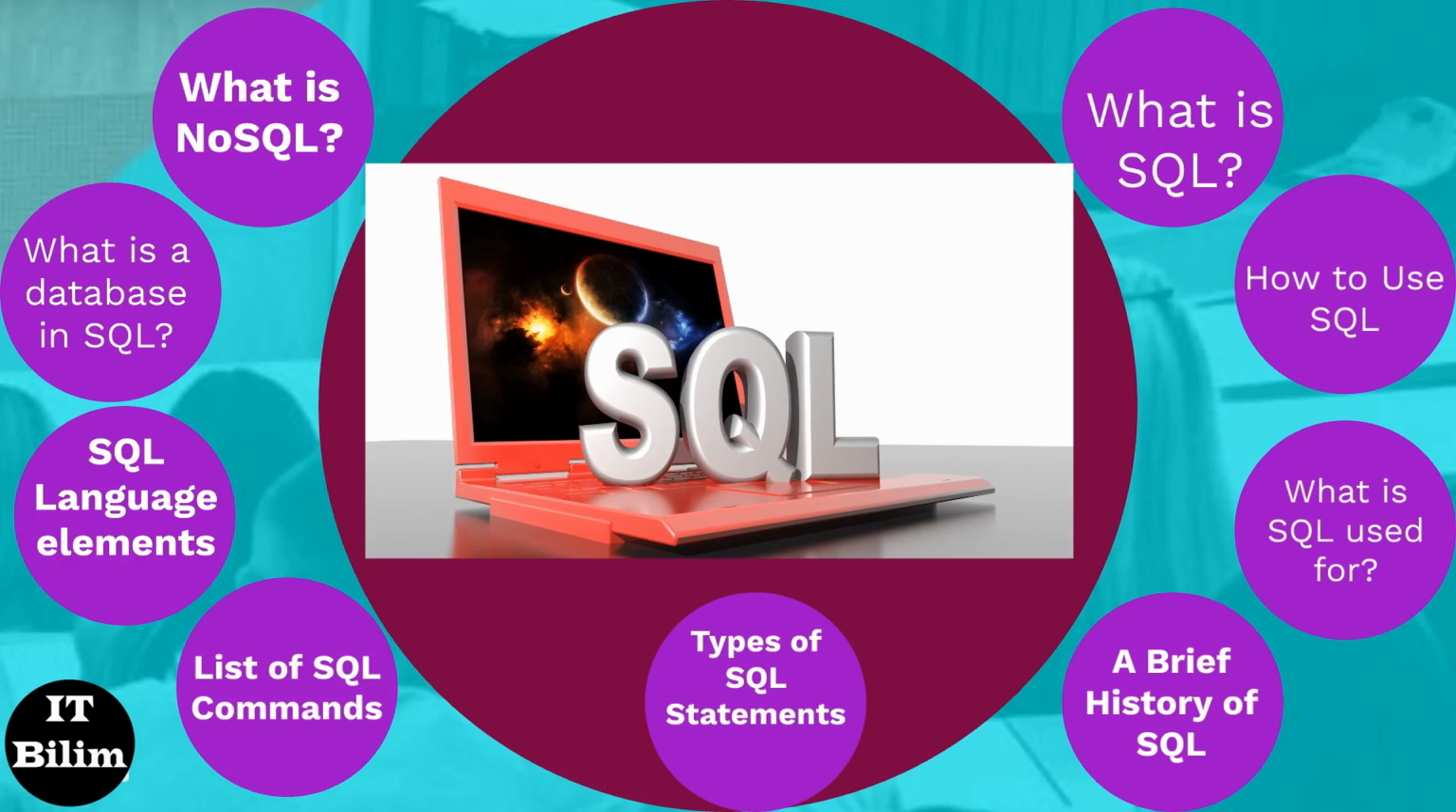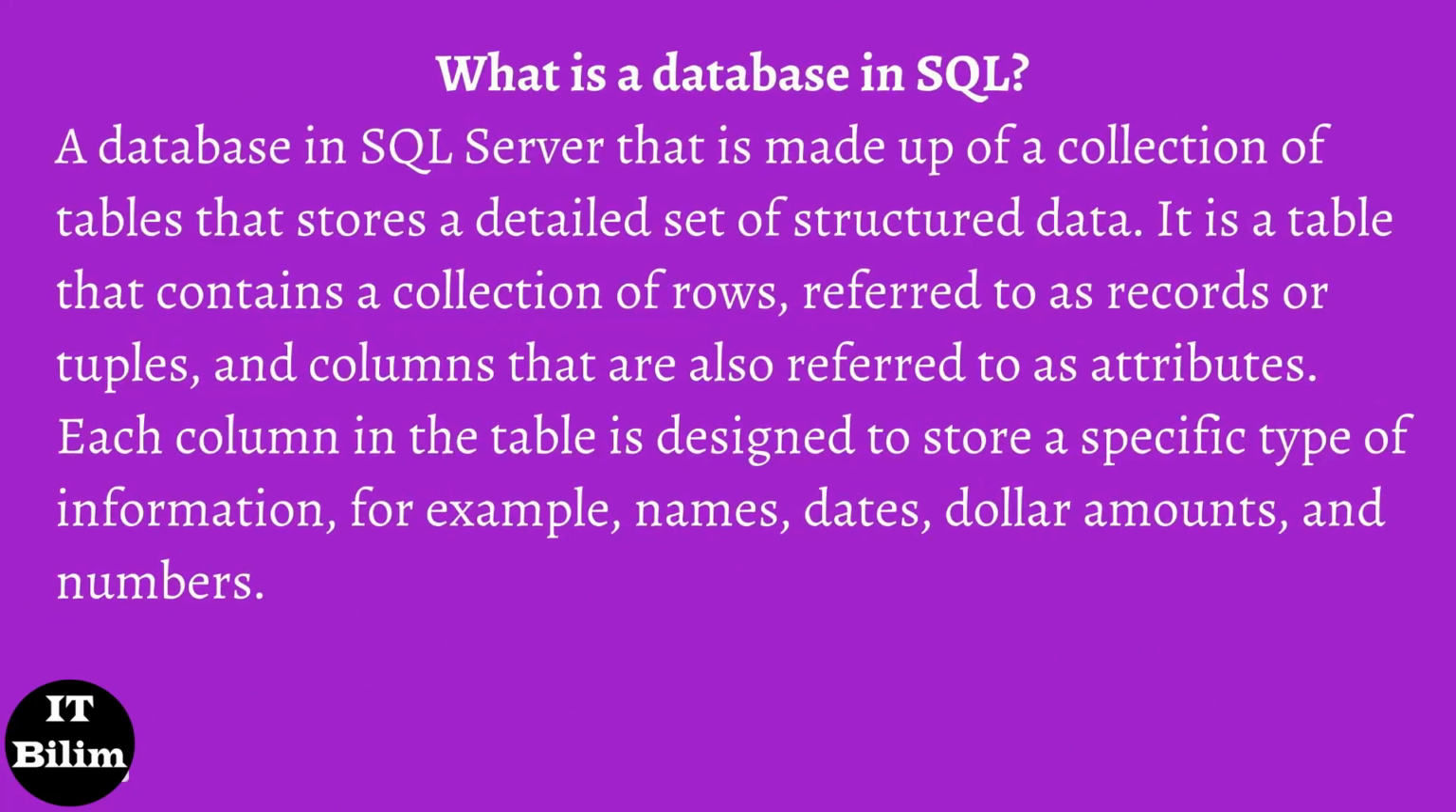What is a database in SQL? A database in SQL Server is made up of a collection of tables that stores a detailed set of structured data. It is a table that contains a collection of rows, referred to as records or tuples, and columns that are also referred to as attributes. Each column in the table is designed to store a specific type of information, for example, names, dates, dollar amounts, and numbers.